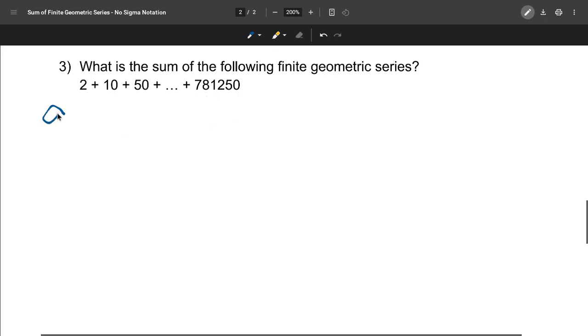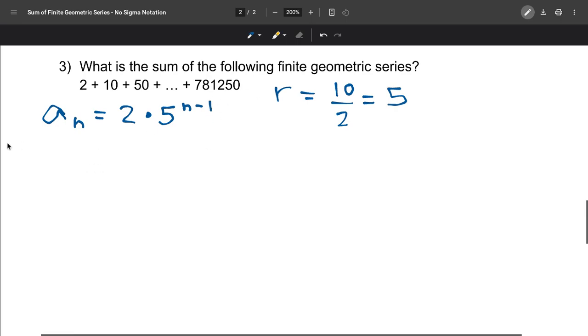All right, so I'm going to say a sub n equals 2 times the common ratio. So let's take the second term and divide it by the first, so 10 divided by 2. Or you could do 50 divided by 10. You're going to get the same result. It's going to be 5. So times 5 to the n minus 1 power.